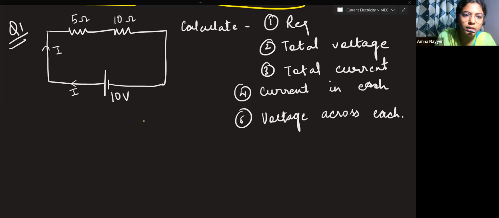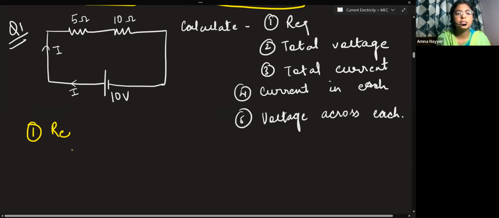And Fatima, where did you get stuck? After R equivalent, the rest of the answers also, Fatima. Okay, let's discuss it. See, R equivalent is simply R1 plus R2. In series combination, you directly add them. So this will be what? 5 plus 10, just add them. That will be 15 ohms.